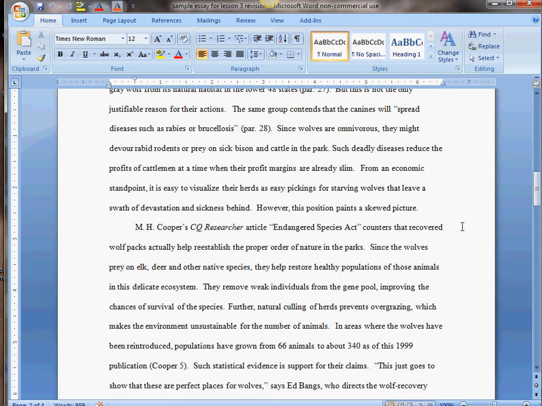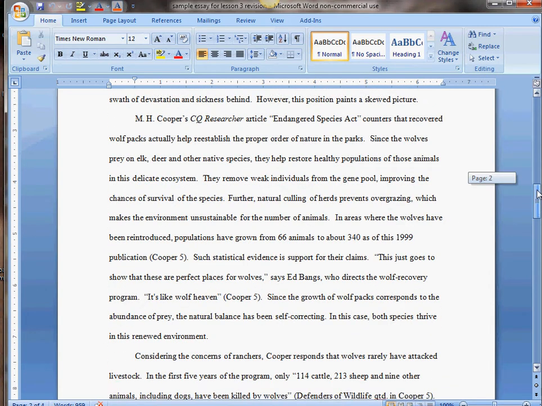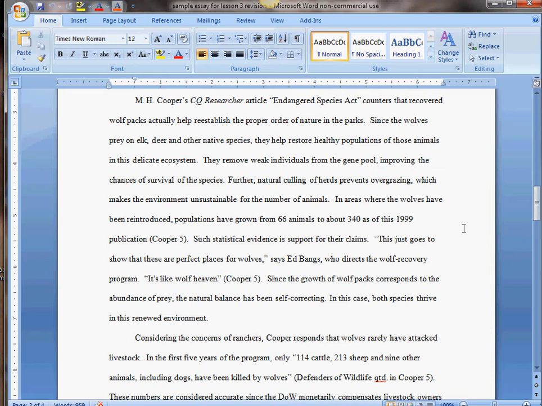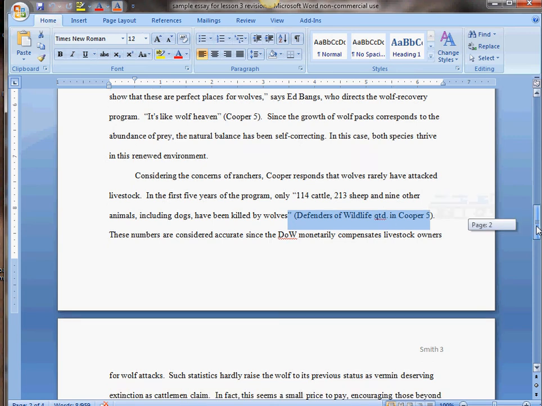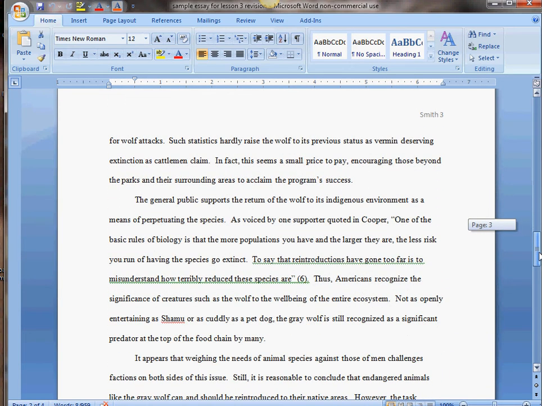Now, the other side is introduced in the same manner, and then it is given in specific information so that the reader will understand their position. Now, this position is more complicated than the other one, so it has several more paragraphs. Notice that in this particular paragraph, there is a quote within the reference, and this is how you accomplish that in MLA format.